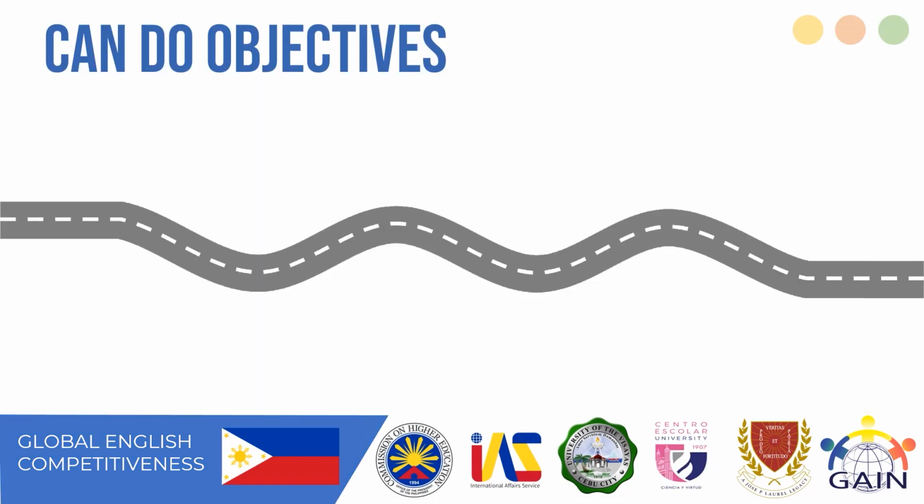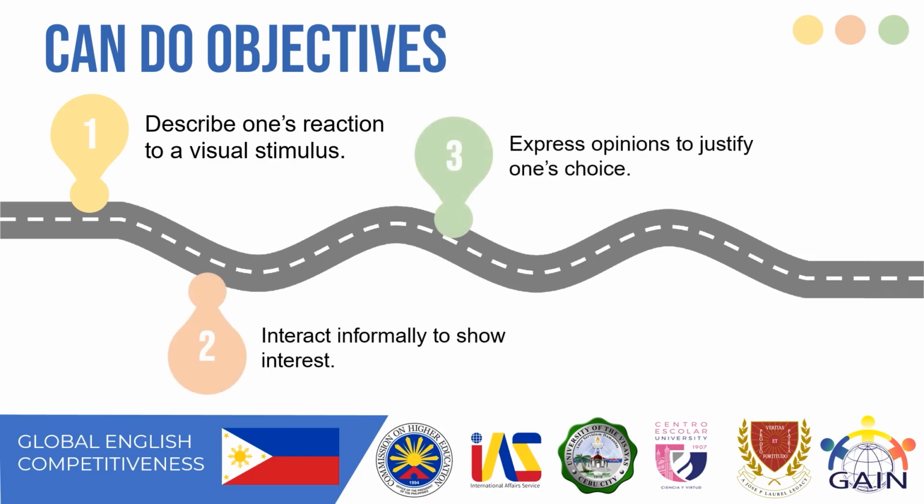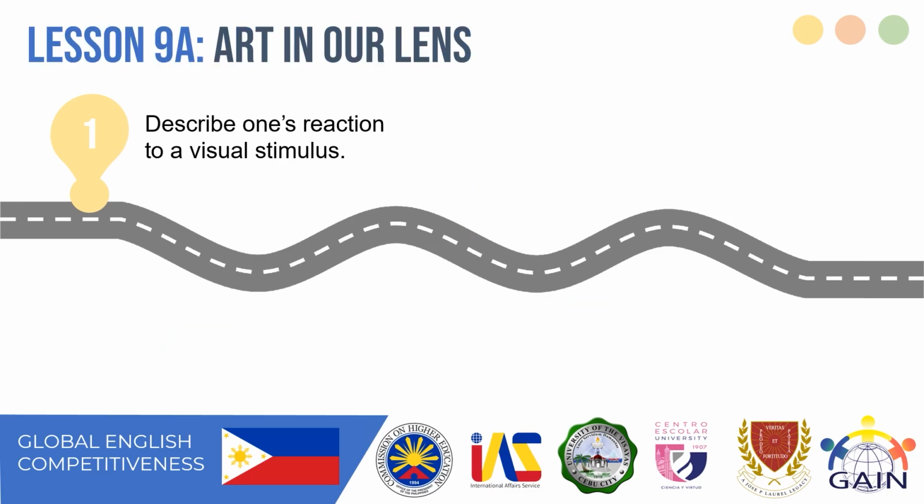To recap, we have 4 can-do objectives in this unit. First, to describe one's reaction to a visual stimulus. Second, to interact informally to show interest. Third, to express opinions to justify one's choice. And fourth, to critique an art form.